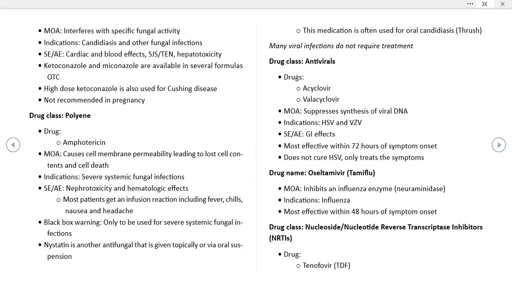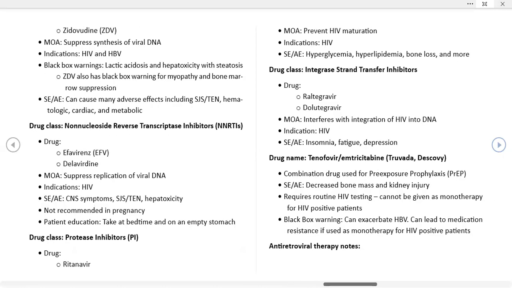Again, these are all under the viral pathogens. So we have the NRTIs, nucleoside reverse transcriptase inhibitors. The drug here is tenofovir or zidovudine. I don't know if I'm pronouncing either of those correctly. Hopefully I am. The mechanism of action is to suppress the synthesis of viral DNA. And these are used for HIV most commonly, but they're also used for HBV, which is hepatitis B virus. Black box warning for lactic acidosis and hepatotoxicity.